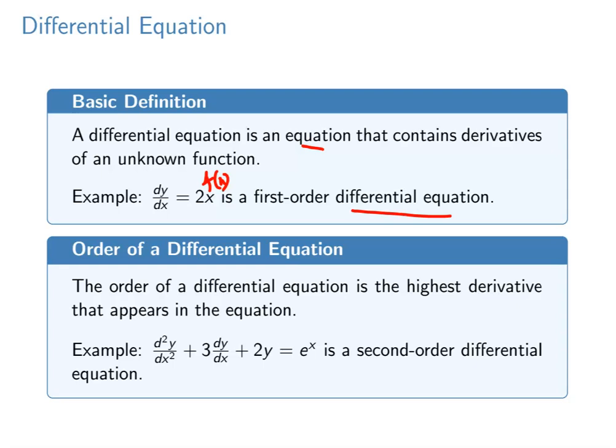Now, order of a differential equation. The order of a differential equation is the highest derivative that appears in the equation. So here is an example: d²y/dx² + 3 dy/dx + 2y = e^x. Here d²y/dx² has the highest derivative, that's why it is a second order differential equation.